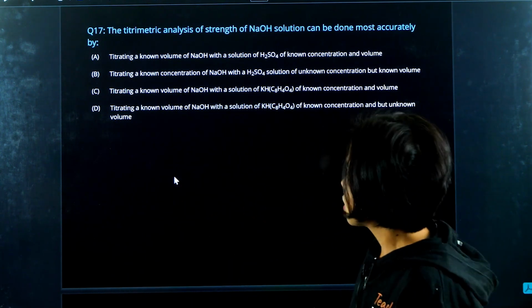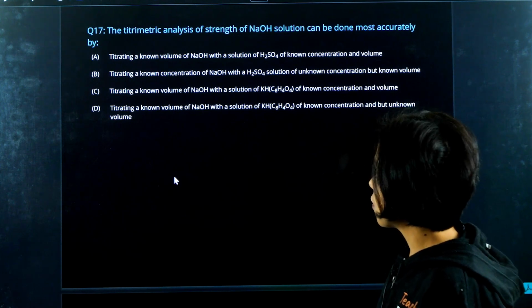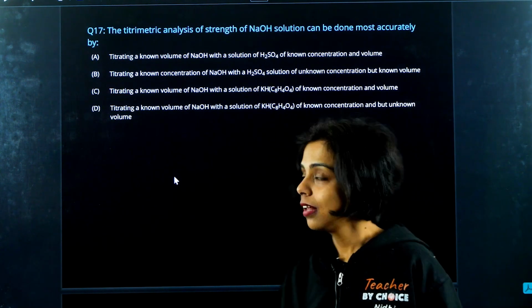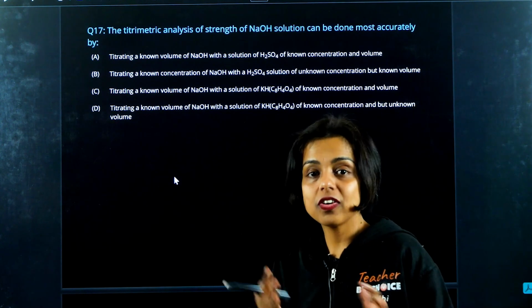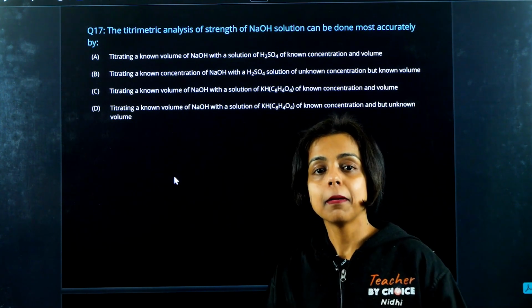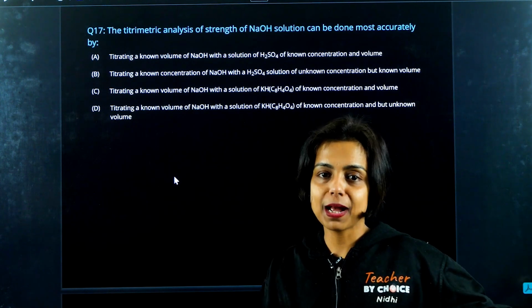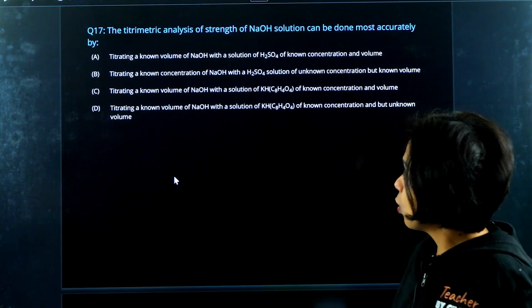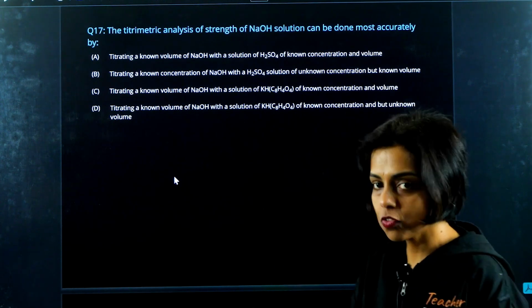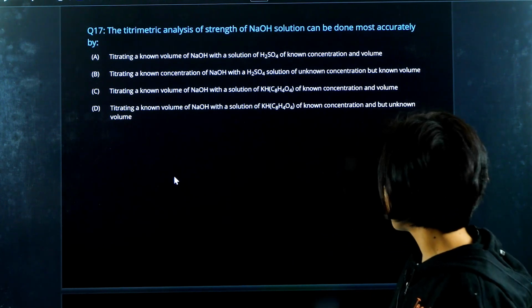So let's check. Titrating a known volume of NaOH with the solution of H2SO4. H2SO4 is not a primary standard, it is a secondary standard, right? So the strength of a secondary standard is itself determined by titrating it with a primary standard. Okay, so A is not correct, and B is also having H2SO4. Let's, as of now, put it aside. Let's see what are the other options.